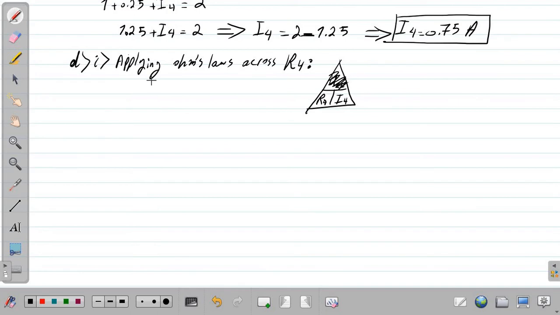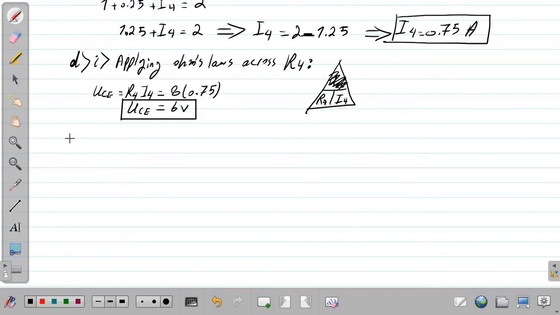We need to find UCE, so UCE is equal to R4 times I4. R4 is given as 8 ohm. I4 calculated is 0.75. Plug these values in the calculator. Finally, we get that the voltage UCE is equal to 6. Since all the values here are in SI unit, we will get the voltage also in SI unit, and we know that the SI unit of the voltage is volt.